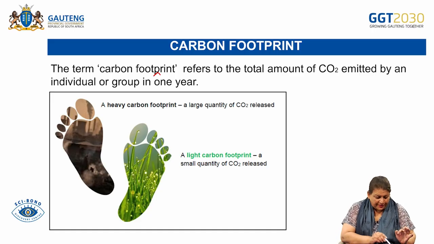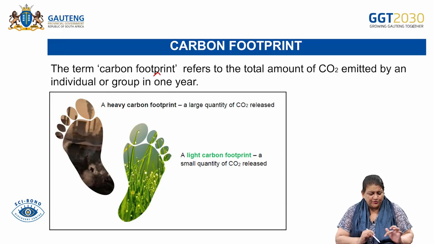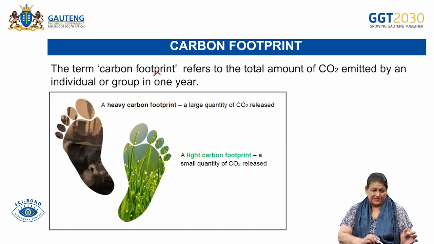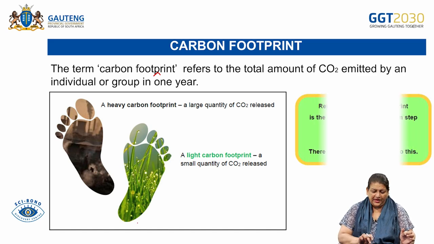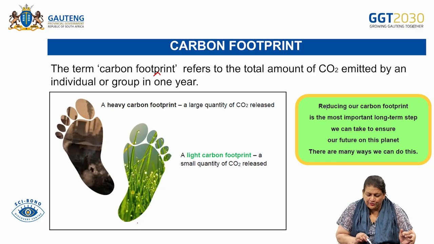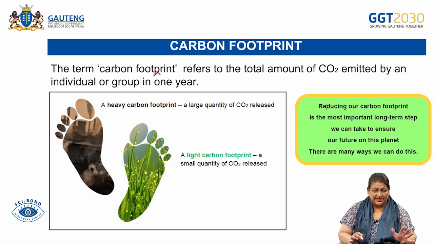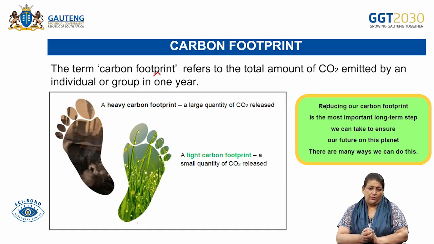Can you see? But this one is using up a lot of electricity, cutting down a lot of trees, increasing the amount of CO2 in the air. So this one has a high carbon footprint and this one has a low carbon footprint because he's allowing more plants to survive and more CO2 to be absorbed from the air. Okay, so reducing our carbon footprint is the most important long-term step we can take to ensure our future on this planet is sustained, it's conserved. There are many ways we can do it, so we need to reduce our carbon footprint.